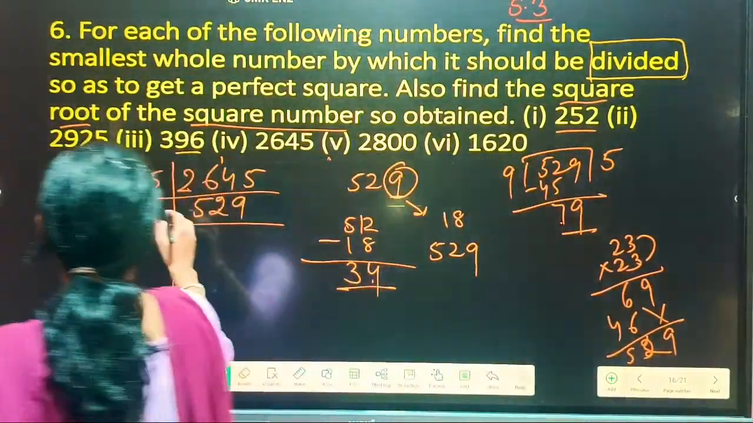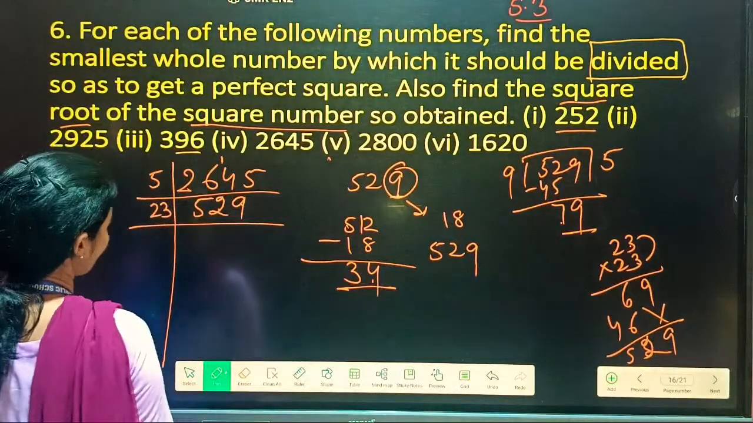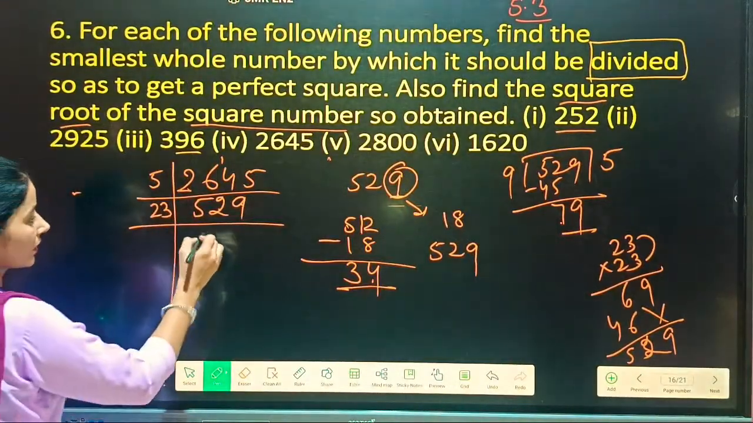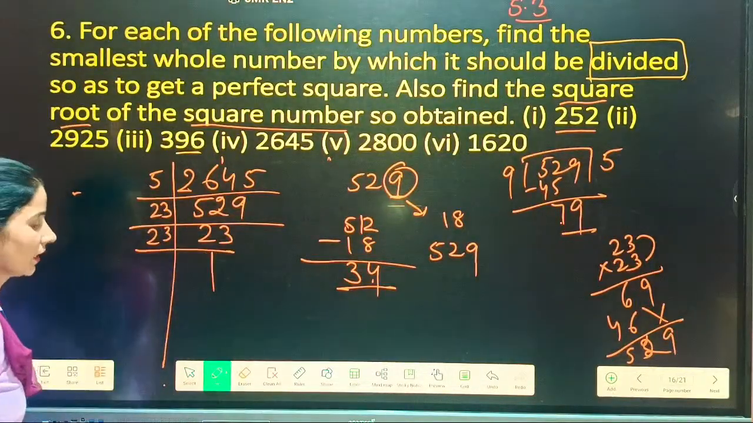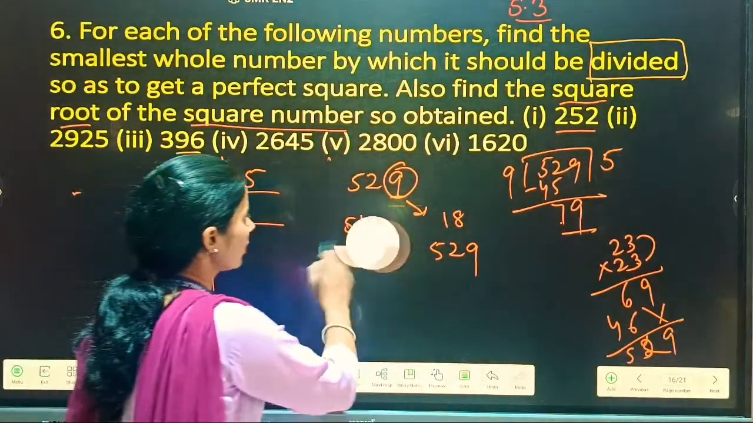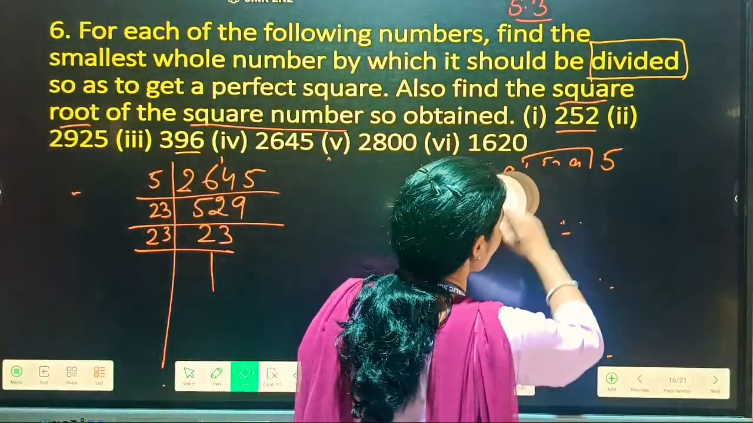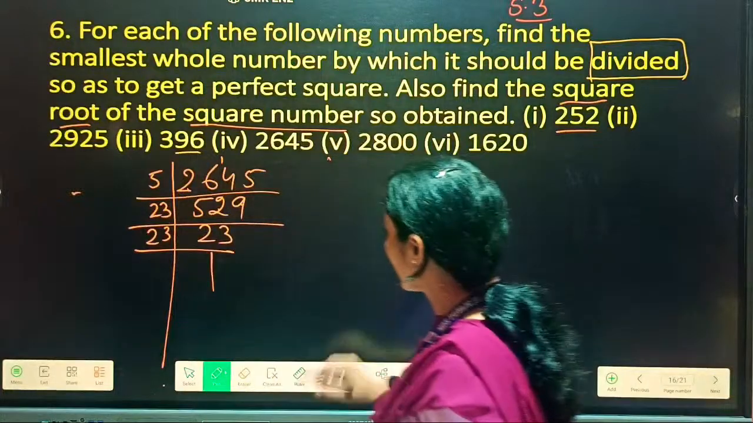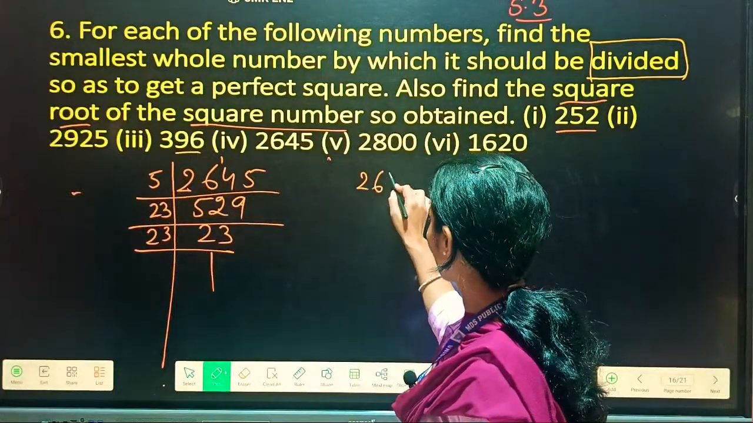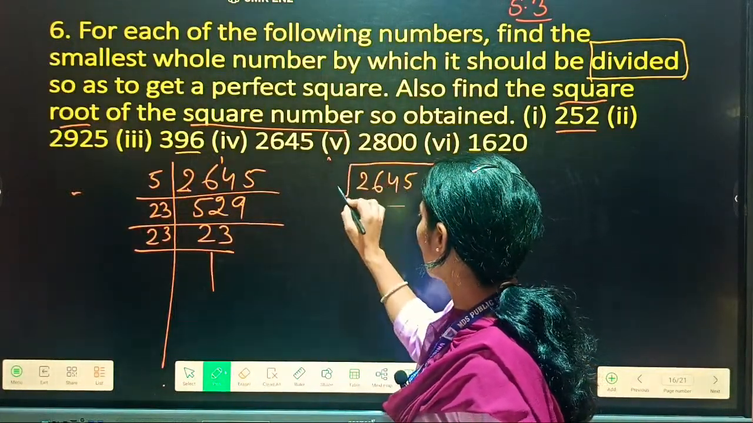529. This number is divisible by 23. It is the square of 23. 23, then divide with 23. Now see, all factors of this number occur in pairs except the factor 5. So 5 is the smallest whole number by which we have to divide our given number.